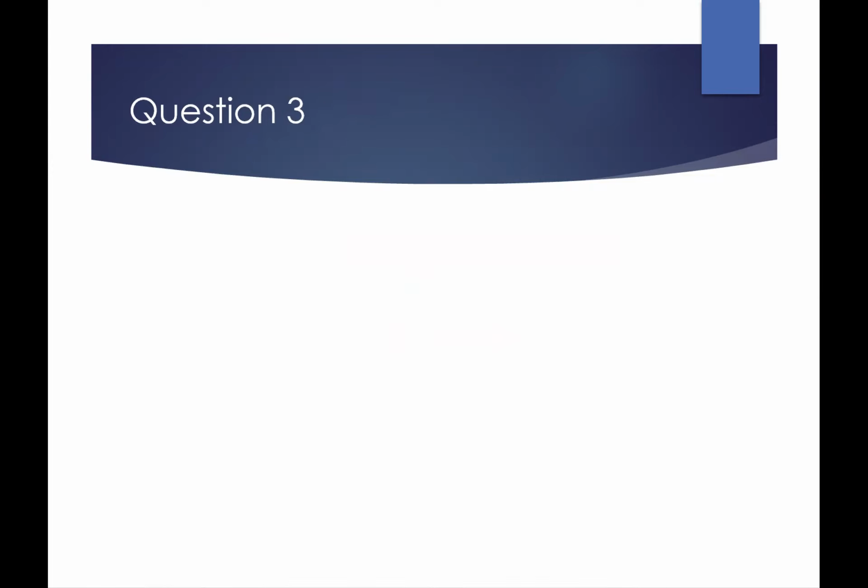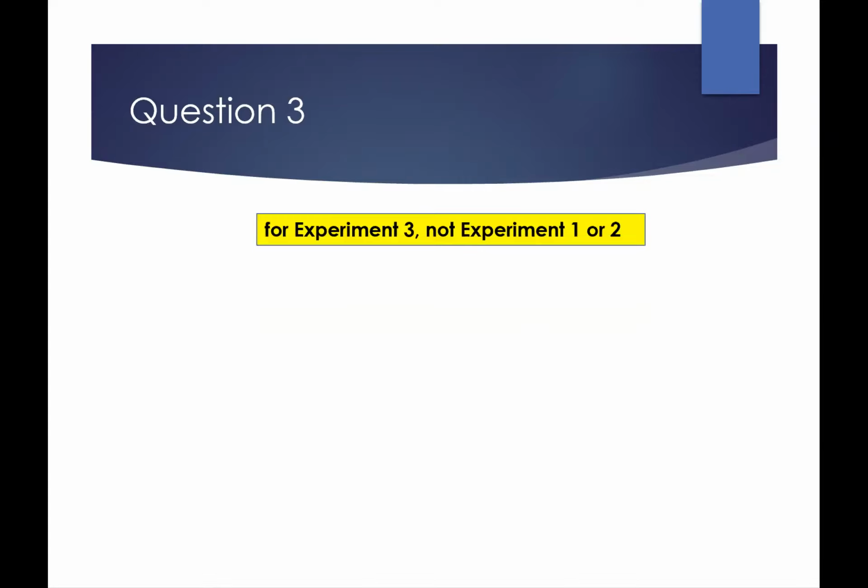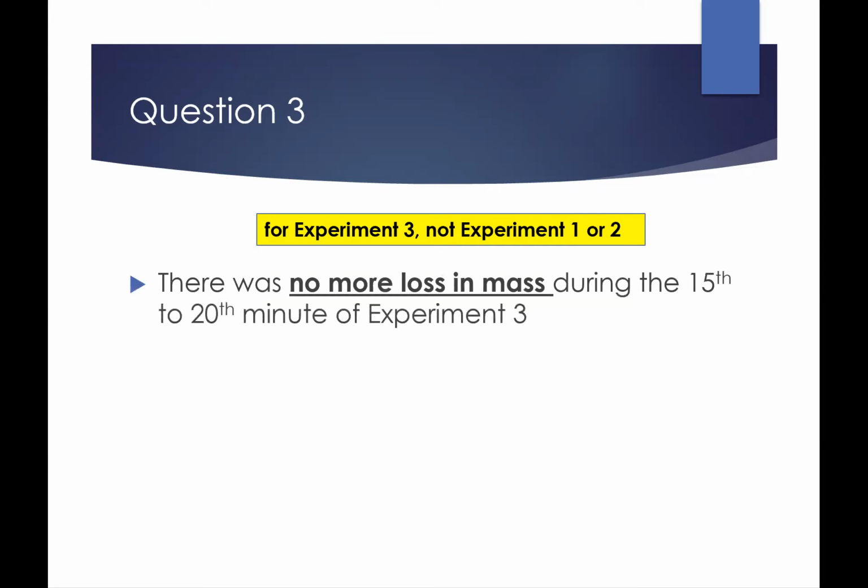And then in part D, you have your conclusion of the student saying that experiment 3 had finished. So refer to experiment 3 and not 1 or 2, and therefore the best explanation is that there was no more loss in mass during the last few minutes of experiment 3. So be concise in your answer, go to the point, and also be clear and be vigilant, all right, to refer to the correct experiment.